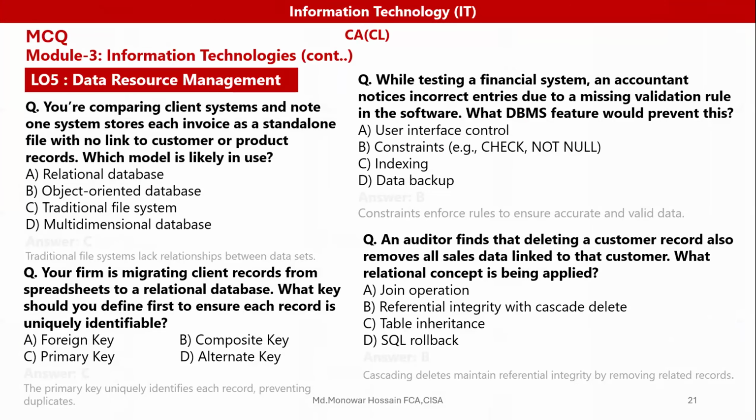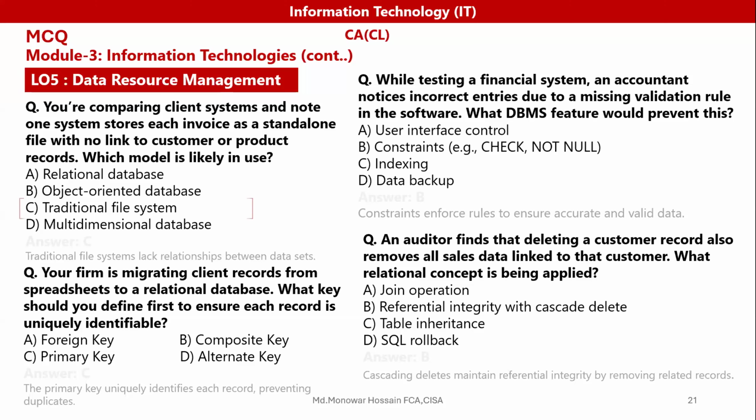You are comparing a client system, that means IT system, and notice one system stores each invoice as a standalone file with no link to customer or product record. Which model is likely used? এখানে আপনি একটা সিস্টেমে দেখলেন যে ইনভয়েসের সাথে কাস্টমারের লিঙ্ক এবং প্রোডাক্টের লিঙ্ক এখানে আপনার নাই। তো এটা কোন ধরনের মডেল এখানে ব্যবহার করা হয়েছে?